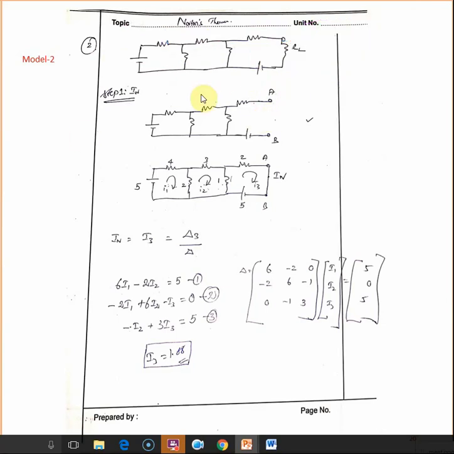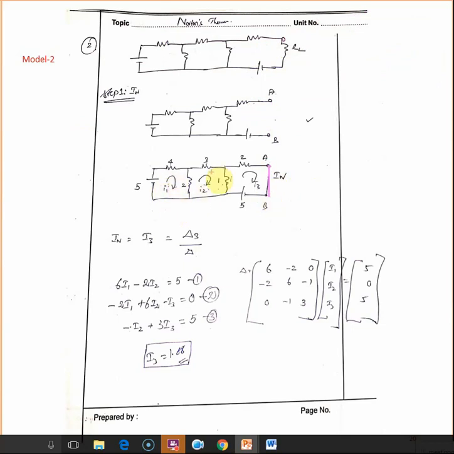Then coming to the Norton theorem, what to do? Norton theorem means remove the load terminal and close the circuit. Yes, I have closed it. Thevenin theorem means open circuit, and Norton theorem means closed circuit. Okay, closed circuit. Then what to do? Find the current. How to find out?